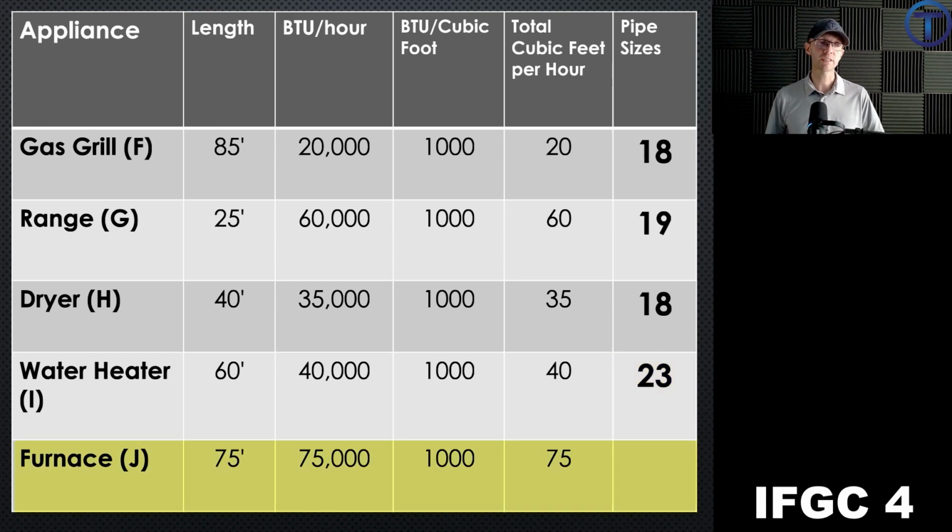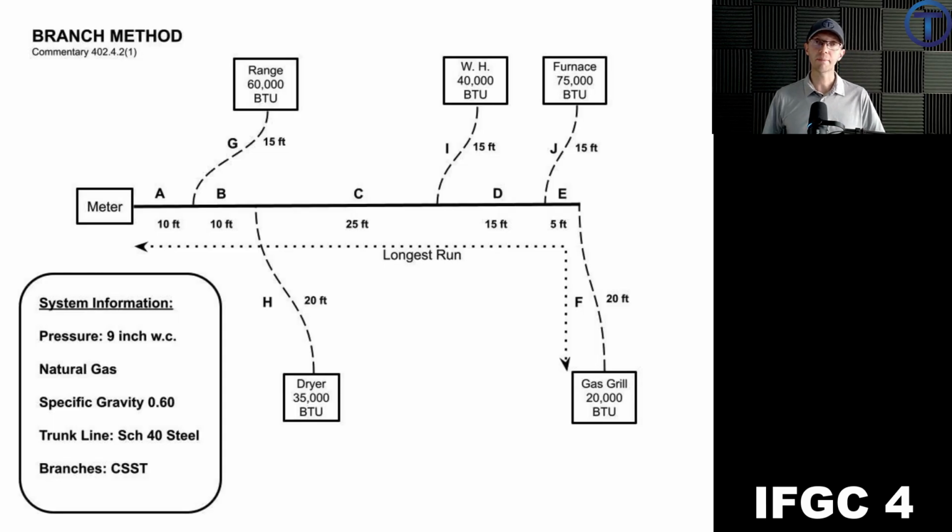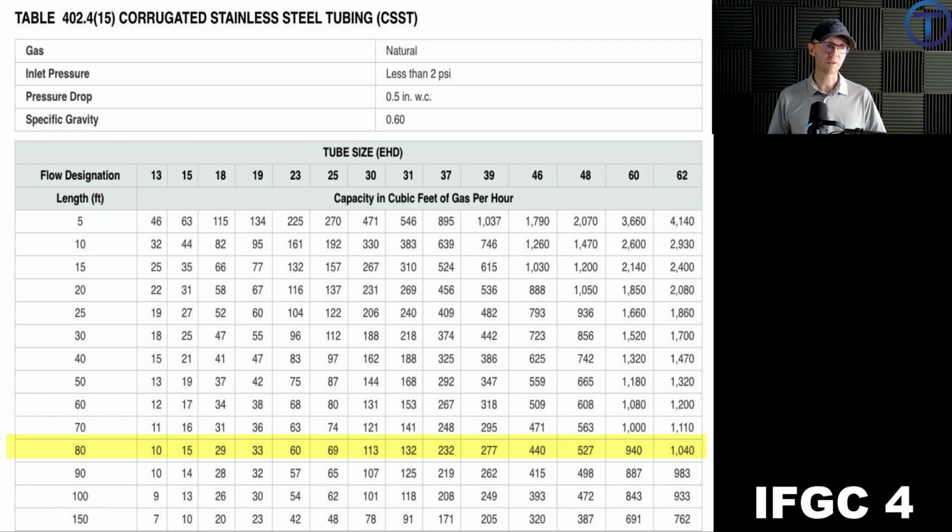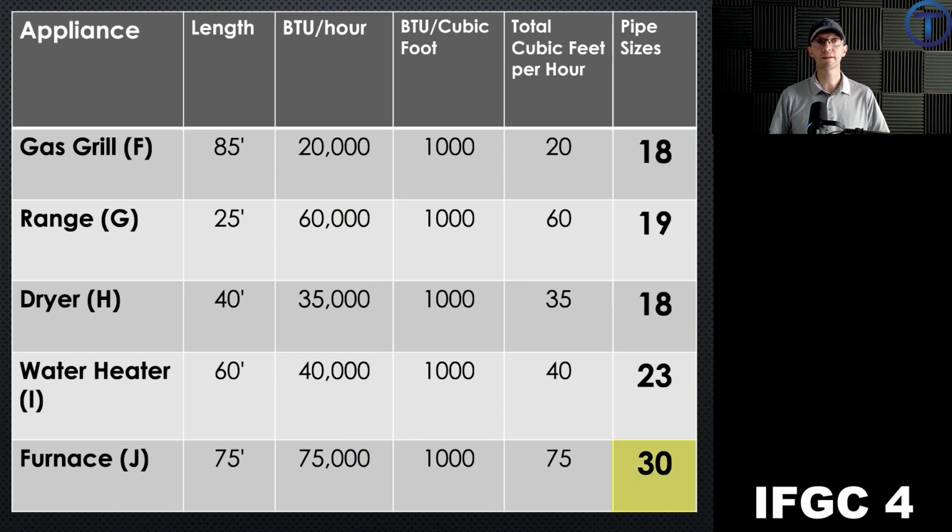Finally, we have the furnace J. This one is 75 feet from the point of delivery, 75,000 BTUs and 75 cubic feet per hour. We'll come down and look for our line. There's no 75, so we'll have to go to 80. We're on 80 feet developed length. We come across with 75. We'll jump over there. It's more than 60, more than 69. It's less than 113. So our tubing size as we come to the top is 30. And we'll put that on our table.